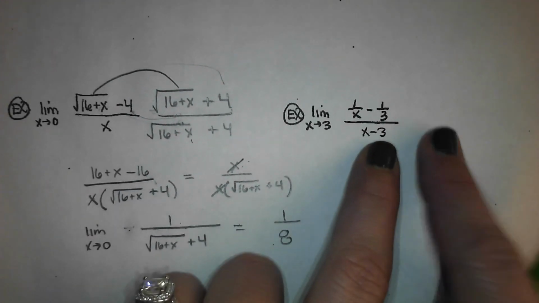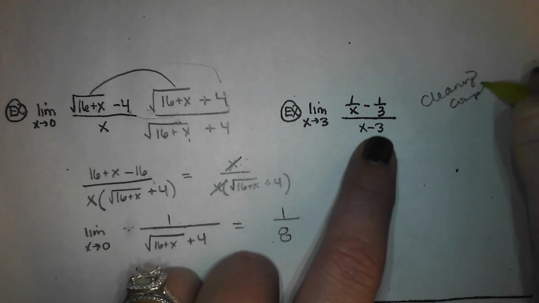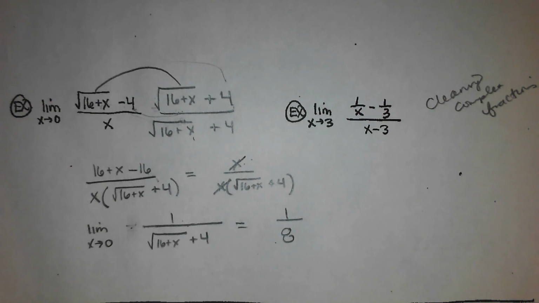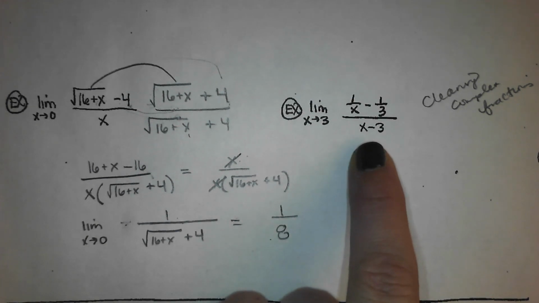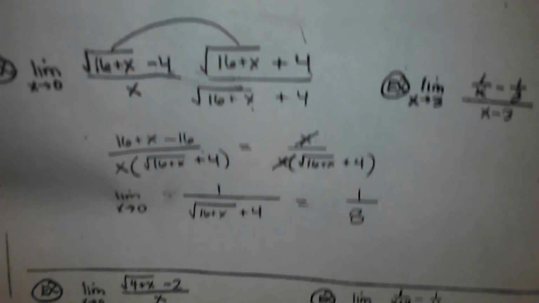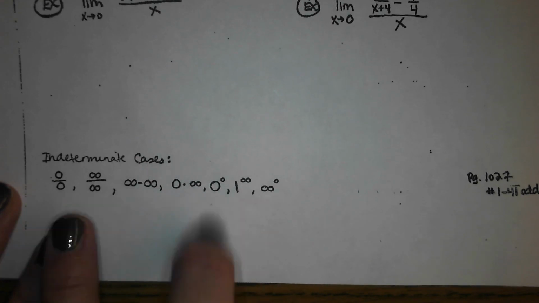Manipulating something like this is going to be clearing the complex fractions. So that's something we've done this year. Clear your complex fractions, see what cancels, reevaluate, because this one will also give you 0 over 0 from the get-go. And does anybody want to sketch a graph of that? Probably not. Does anyone want to sketch a graph of this one? Probably not. Okay?